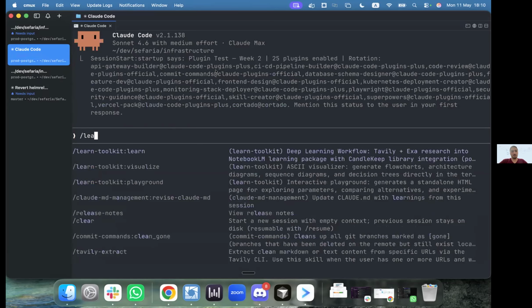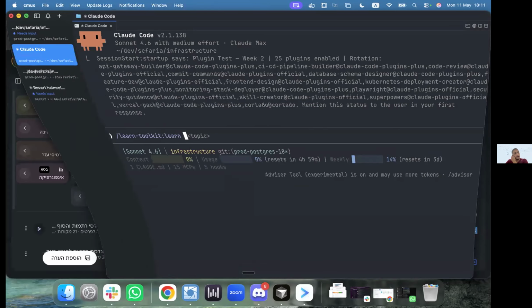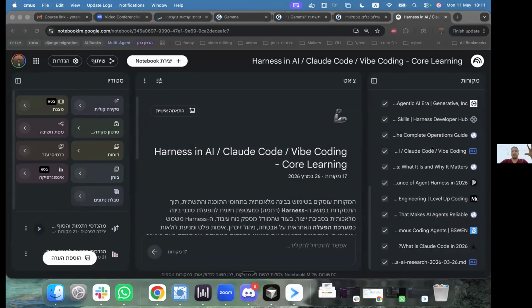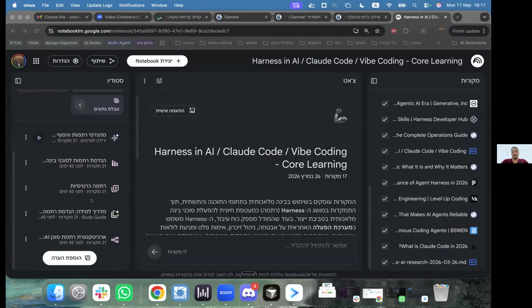It's called Learn Toolkit. This is the tool I created. I give it the topic, it launches several search engines, and it gives me all the data it found relevant to the topic, puts it into Notebook LM, generates sources, and I got a podcast and flashcards out of Notebook LM in a minute of work. So this is one solution.